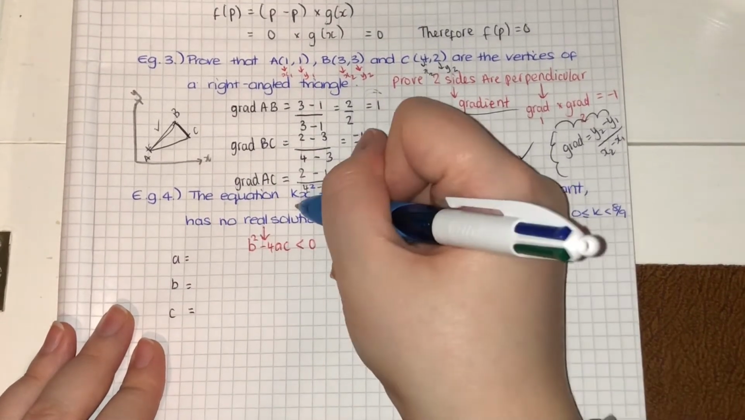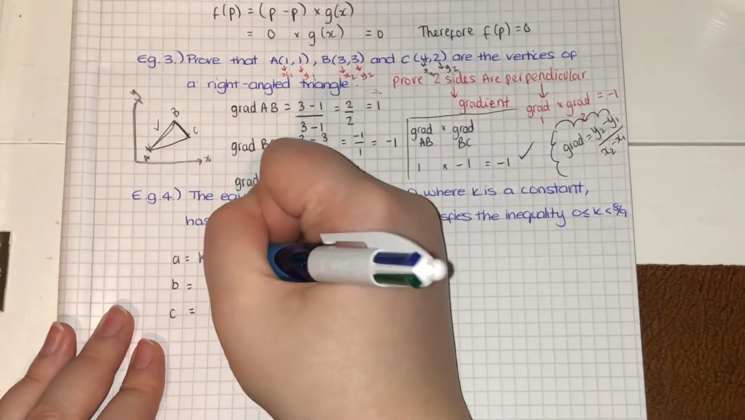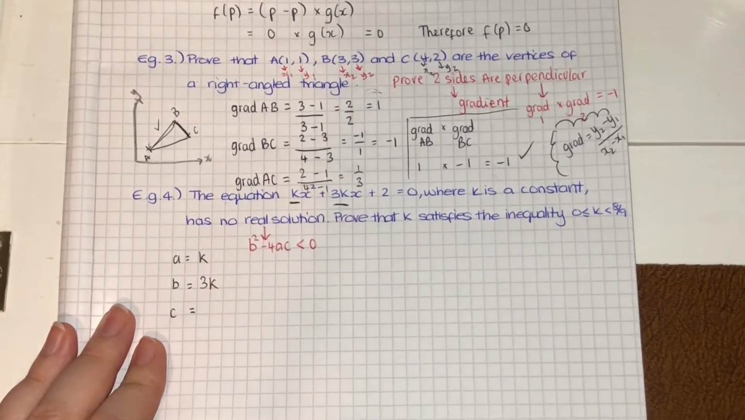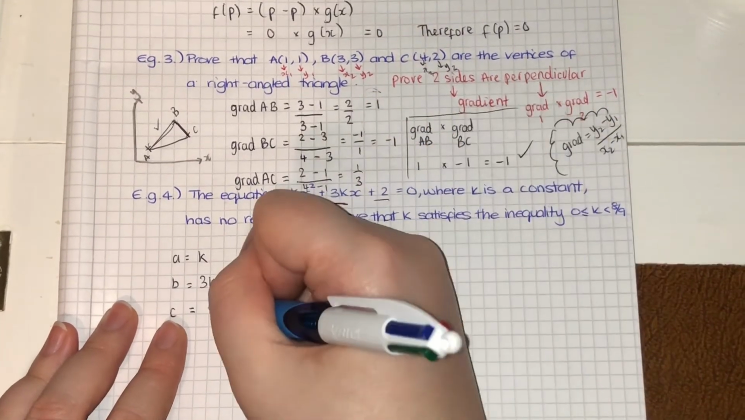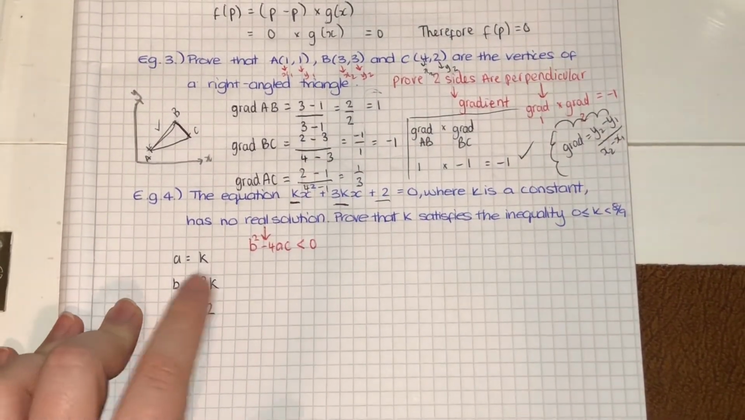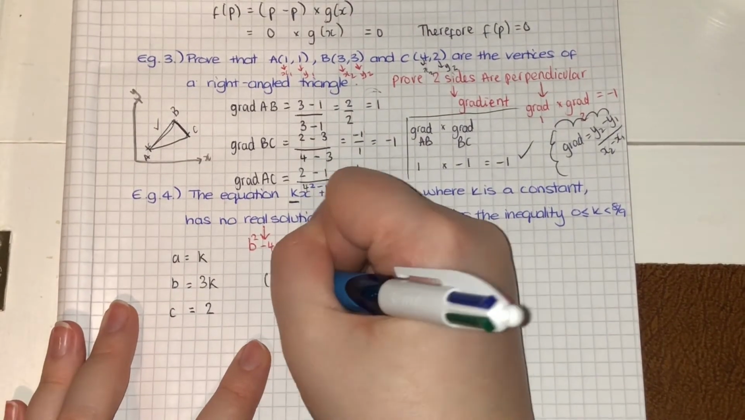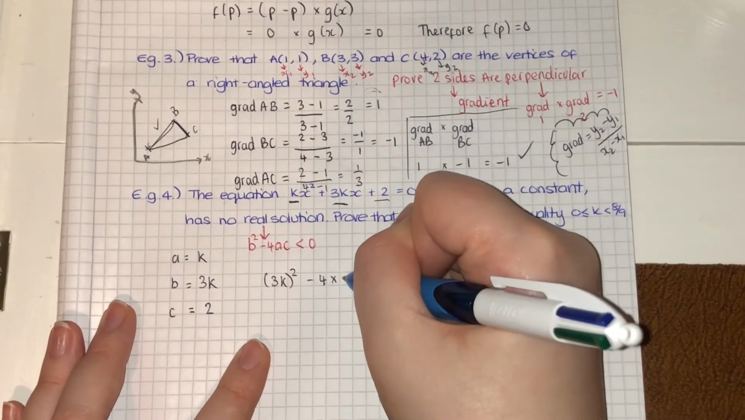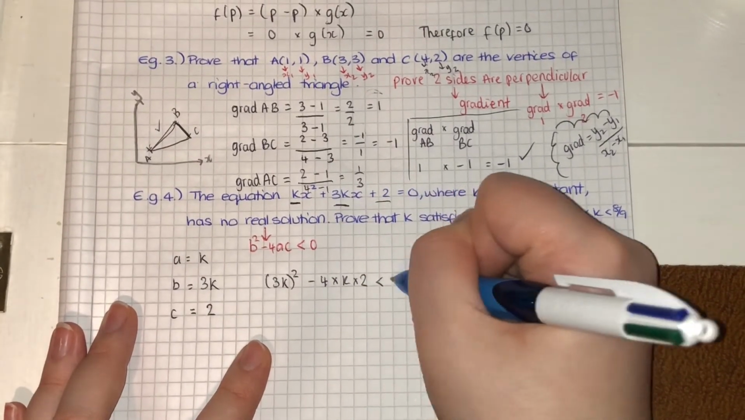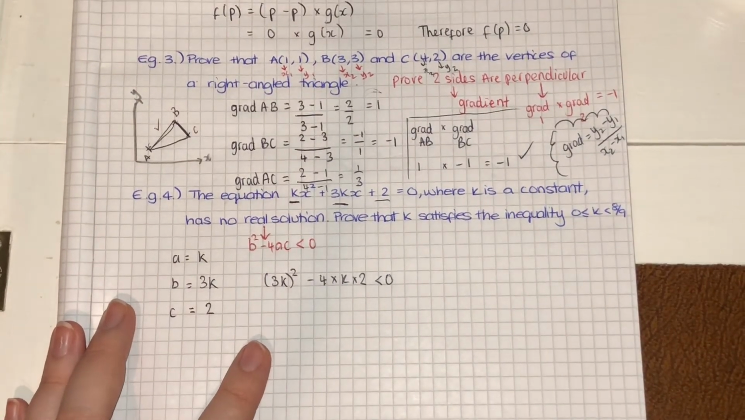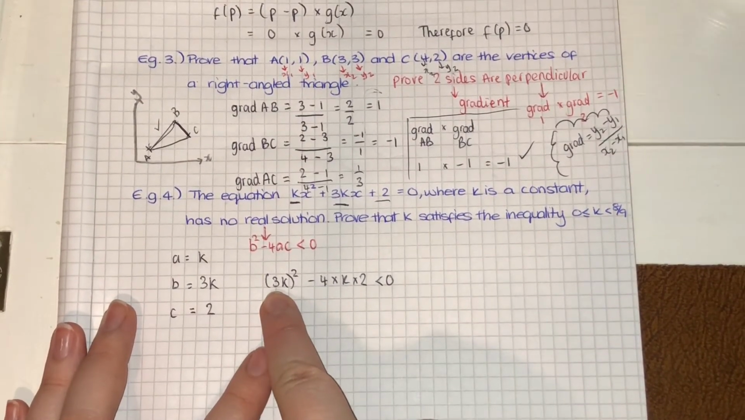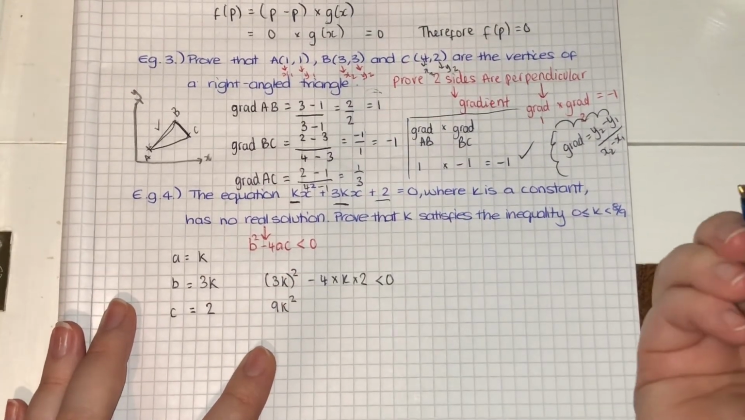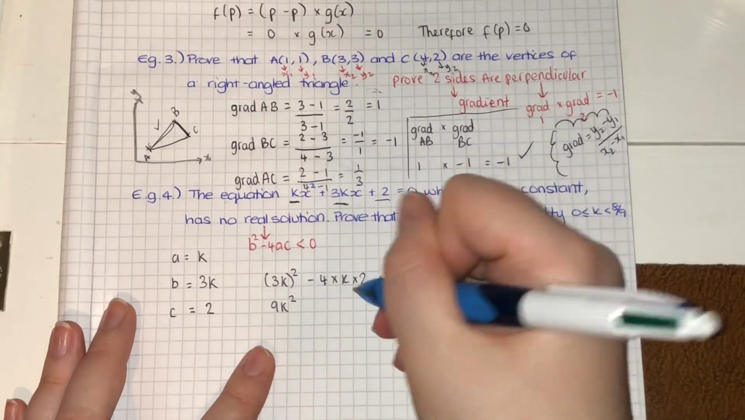So a is the part that's in front of the x squared, so that's just k. b is the bit in front of the x, which is 3k. And c is the number that's at the end. Okay, so now I'm going to sub it into the discriminant. So we've got 3k all squared, subtract 4 times k times 2, and this needs to be less than 0. Just remember, put brackets around it because when we square it, we actually get 9k squared. We don't keep it as 3 because 3 has to be squared as well.